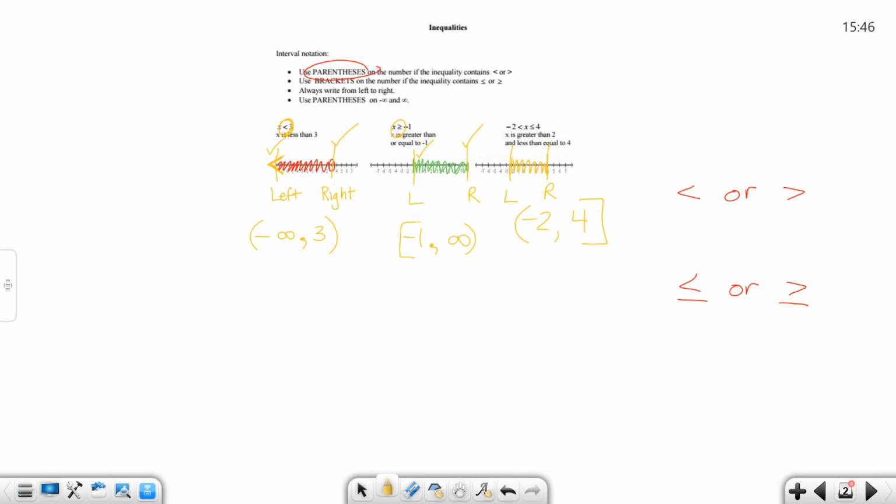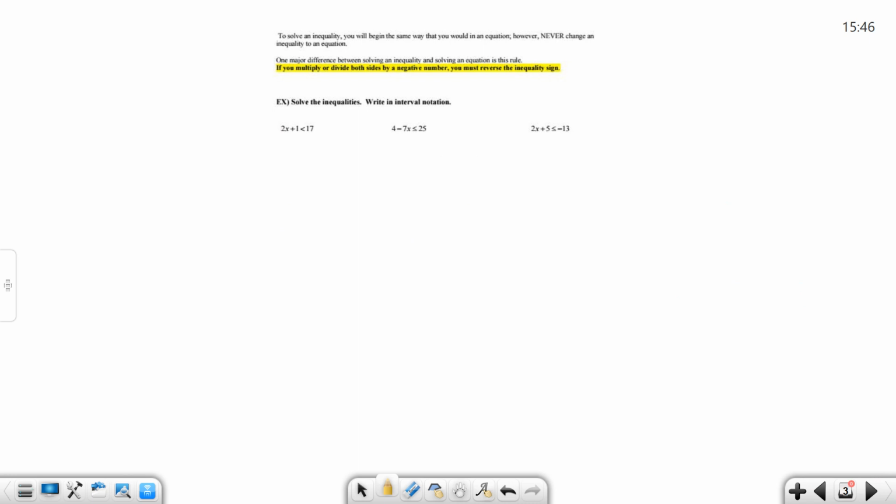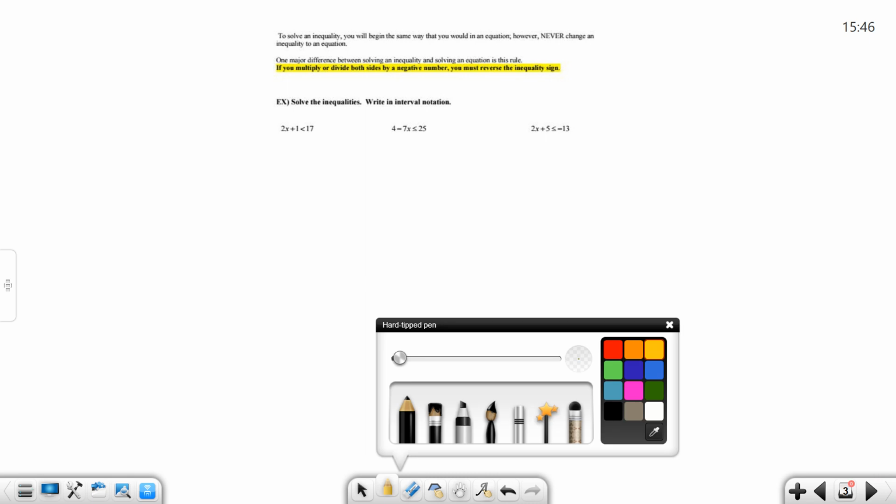Now let's start the real problems of the section. To solve an inequality, begin like it's an equation, but don't change it to an equation. The main difference between an inequality and an equation is if you multiply or divide by a negative, you have to flip the sign.